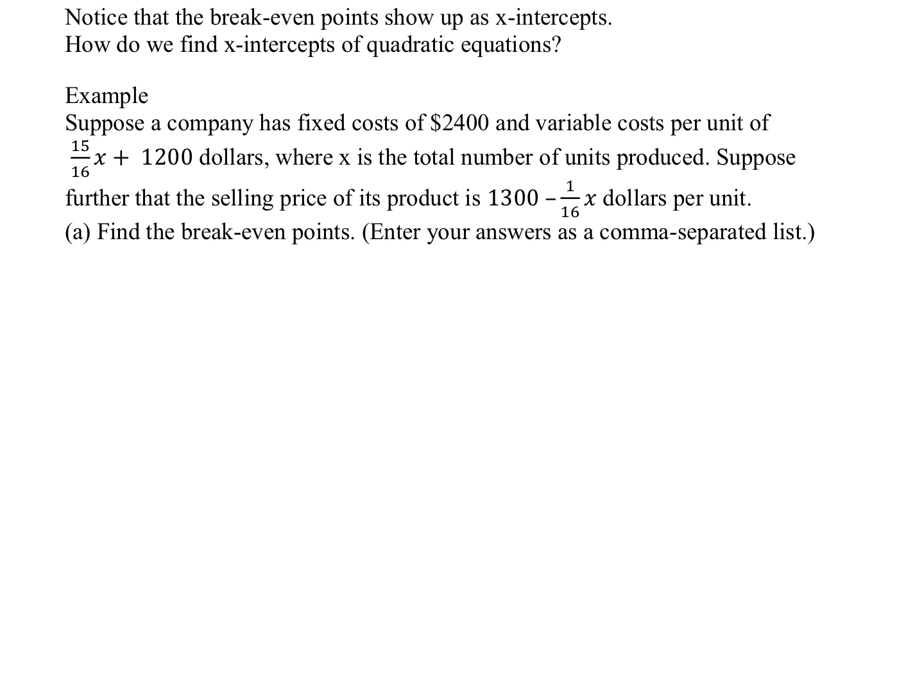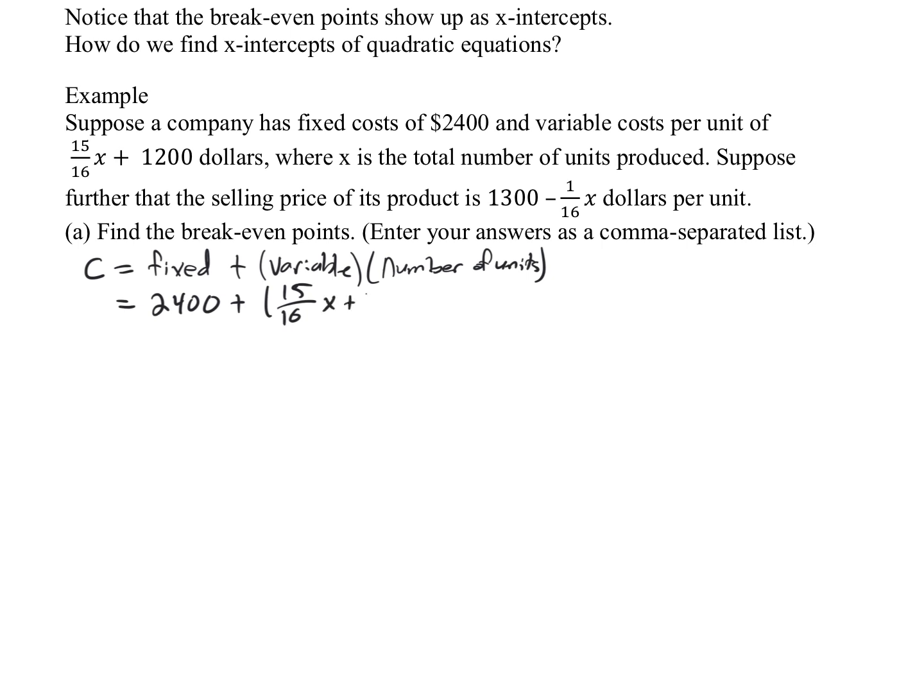Now, before I can even find a break-even point, I'm going to need to have a cost function and a revenue function. Remember that cost is equal to a fixed component plus the variable cost times the number of units. So in this example, they tell us we have a fixed cost of $2,400. They tell us that the variable cost is 15/16 x plus 1,200, and then the number of units is just going to be x.